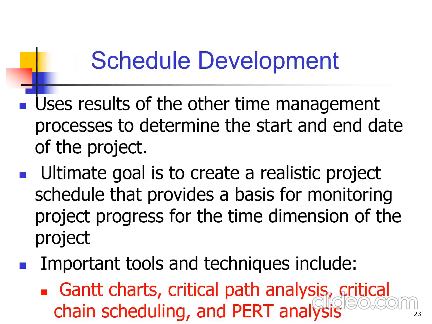Let us look at schedule development. This uses results of the other management processes to determine the start and end date of the project. The ultimate goal is to create a realistic project schedule that provides a basis for monitoring project progress for the time dimension of the project. Important tools used include Gantt charts, critical path analysis, critical chain scheduling, and PERT analysis.